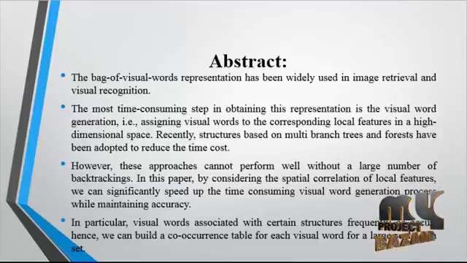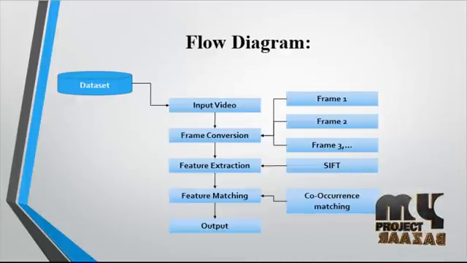In particular, visual words associated with certain structures frequently co-occur, hence we can build a co-occurrence table for each visual word for a large-scale dataset by associating each visual word with a probability according to the corresponding co-occurrence table. We can assign the probabilistic weight to each node of the certain index structure, that is a KD tree and a K-means tree, in order to redirect the searching path to be close to its global optimum within a small number of backtrackings. Now we discuss the flow diagram for the process.